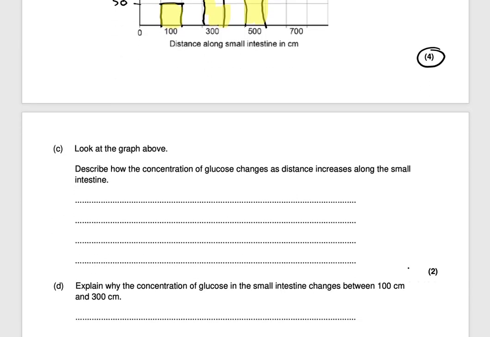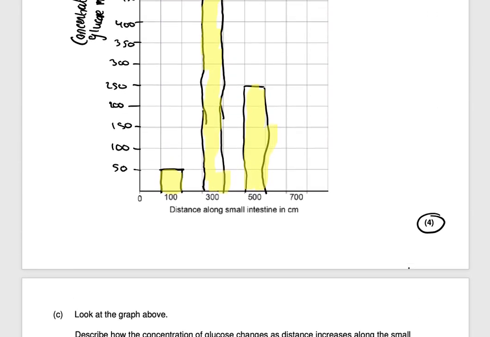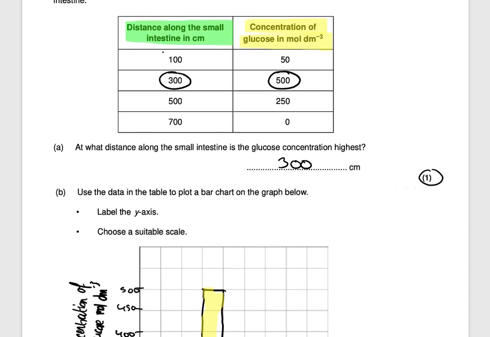It says, look at the graph above, describe how the concentration of glucose changes as distance increases along the small intestine. Okay, so if we go from 50 to 500, which is our y-axis, you can see that it has increased, and then from 500 to 0 it has decreased. And we can even interpret that from the table. So when it was 100 centimeters to 300 centimeters, the volume of glucose increased. Then from 300 to 700 centimeters, the concentration of glucose decreased.